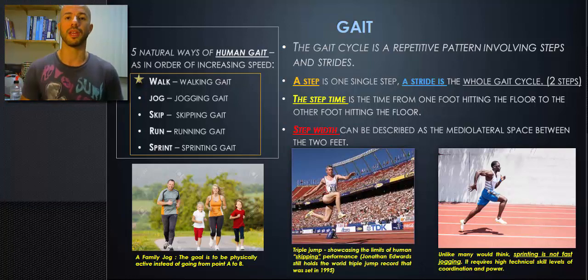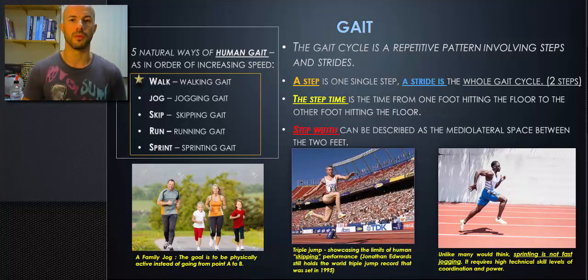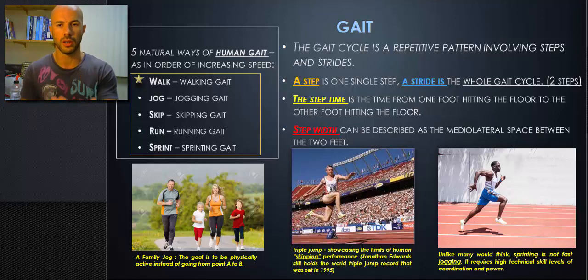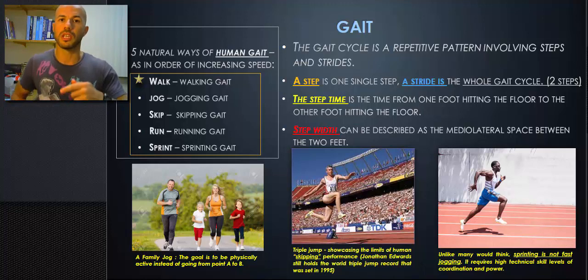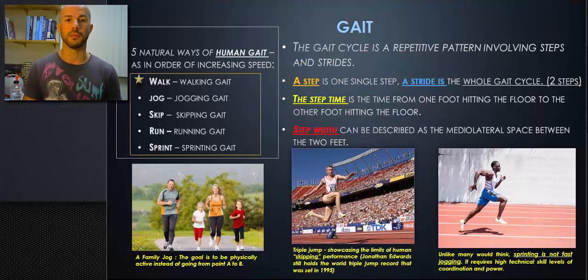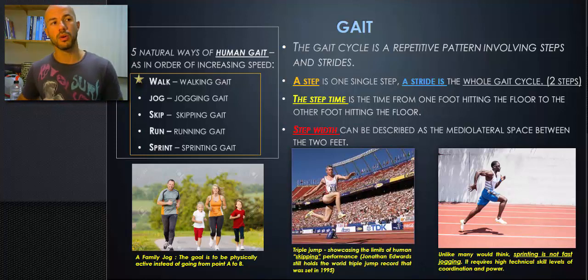There are 5 natural gaits that we can use to move from one place to the other. If we count them with increasing speed, the first one is walking. It's our most natural way of moving around. As we speed up, now it's going to be jogging. There's a huge difference between walking gait and jogging gait. Jogging is the slowest form of running. And then as we get faster, now we can actually skip on one leg to move around. If we can speed up a little bit more, now we're going to start running. Think of it as the middle distance kind of running. And if we go full speed, we call this sprinting.